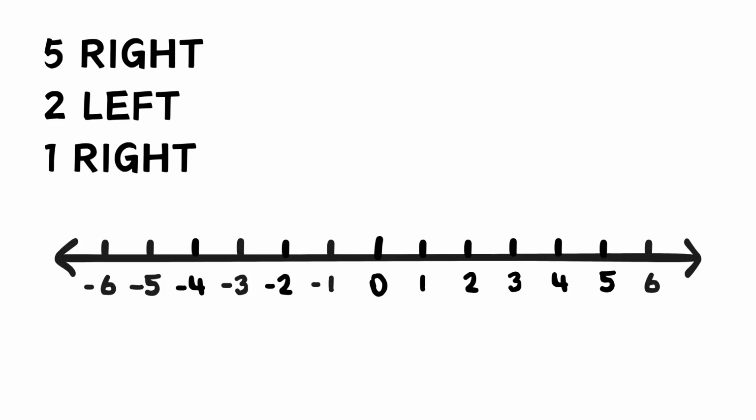Okay, we start by moving 5 to the right, which we can write as plus 5. However, because it's the first number, it's also okay to just write 5 without the plus sign, since numbers without signs are understood to be positive. Both work. The next step is to go 2 to the left, which means we need a minus sign.